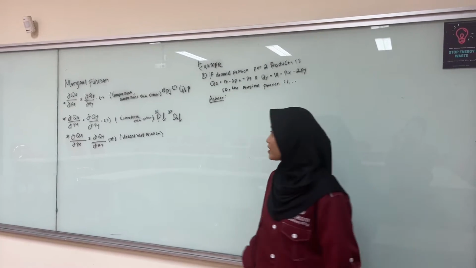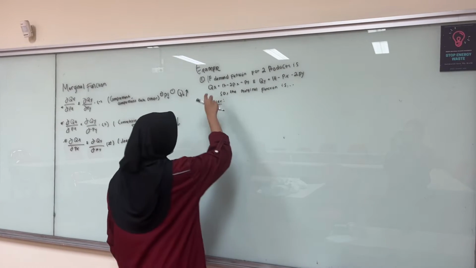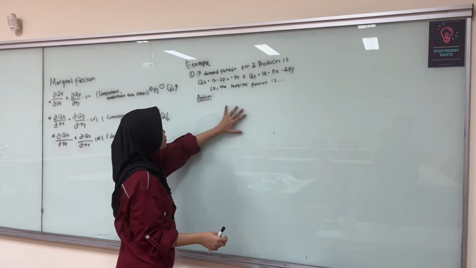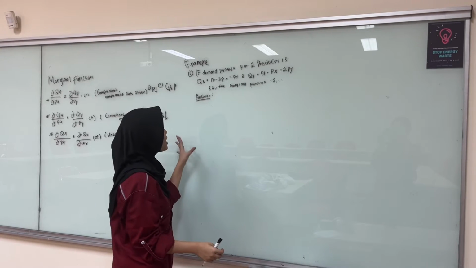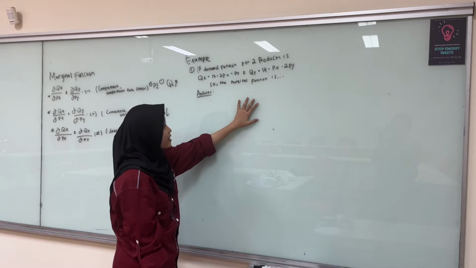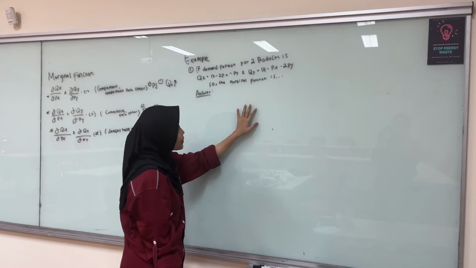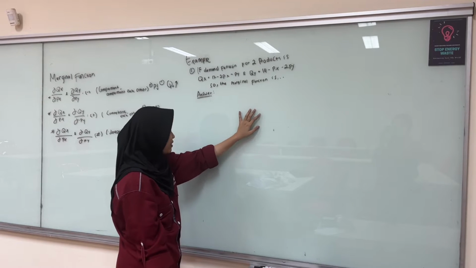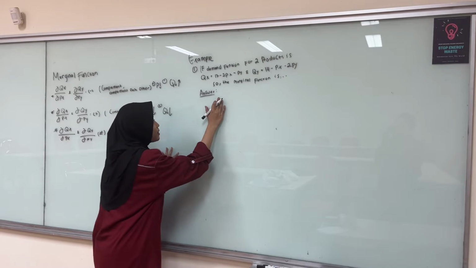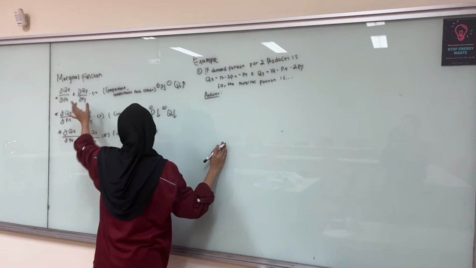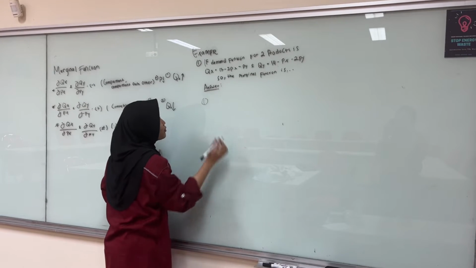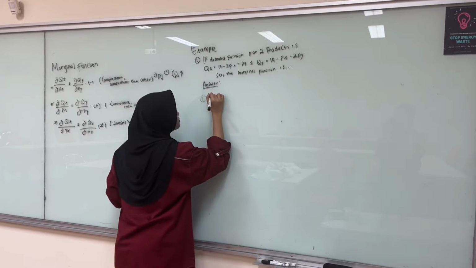So we already have the example: the demand function for two products is qx equals 17 minus 2px minus py, and for qy equals 14 minus px minus 2py. So the marginal function is, to answer this, we must find the derivative of qx and qy. First, maybe I will write the formula first.